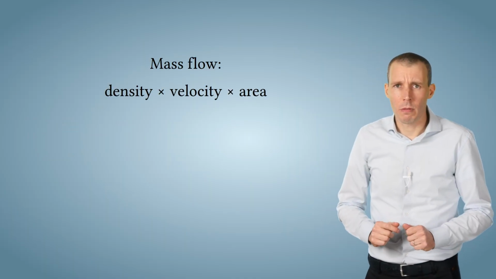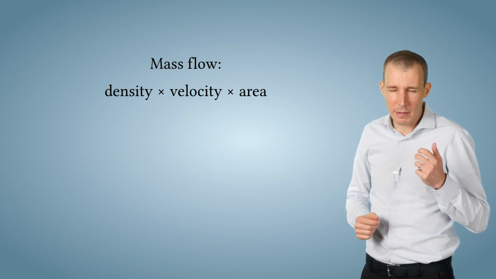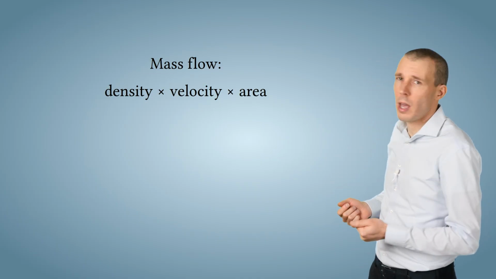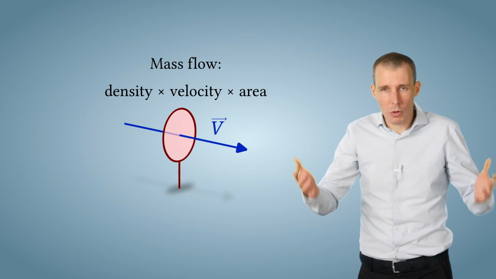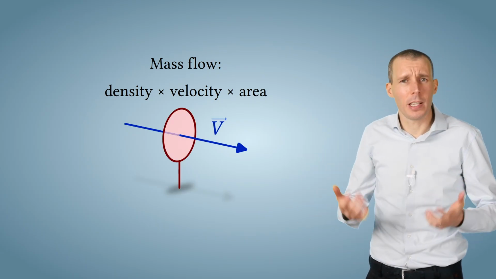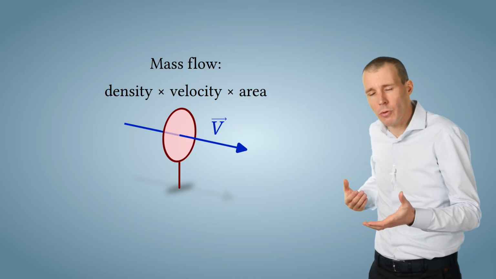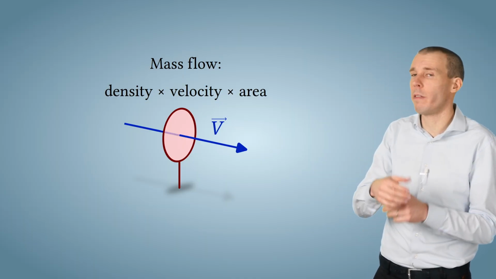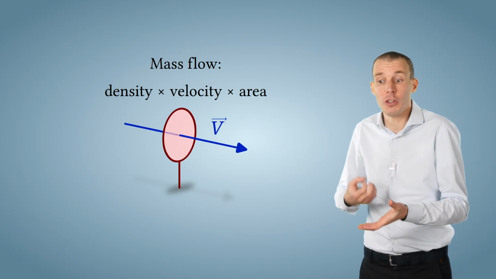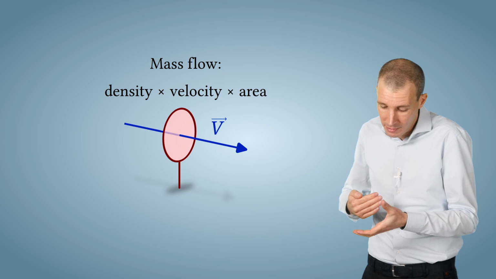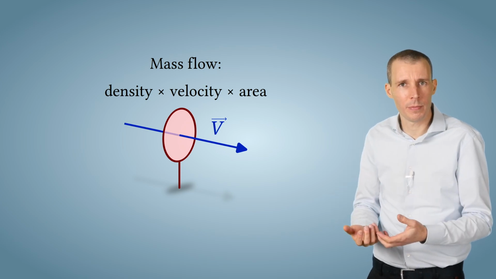Let's begin with mass flow. To get mass flow, you multiply density, velocity, and area. It's very simple. So if you have a surface of interest, let's say the inlet of a jet engine, it is traversed by the fluid with a velocity v. You multiply density, velocity, and area, and you get the number of kilograms per second that is passing through this inlet.